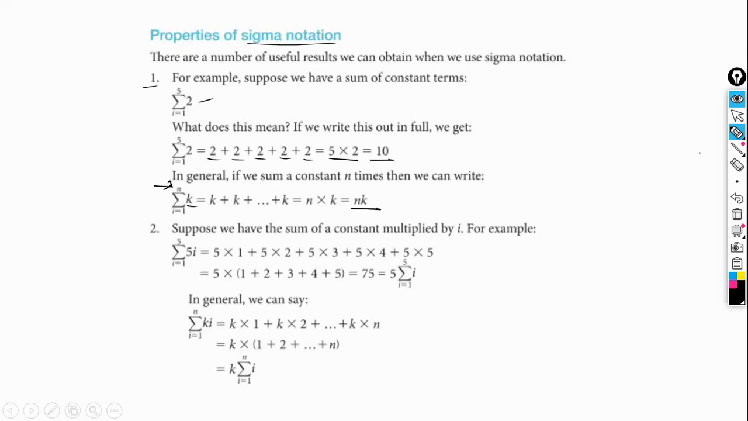Now suppose we have, for number 2, the sum of a constant multiplied by i, for example, from 1 to 5 of 5i. So that would be 5 times 1 plus 5 times 2 plus 5 times 3 plus 5 times 4 plus 5 times 5. But we can rewrite that as 5 times (1 plus 2 plus 3 plus 4 plus 5), if we factor out the 5, which is 75. But that is the same as saying 5 times sigma from 1 to 5 of i. So in general, we can say that if we have a constant multiplying i, it's the same as the constant times the sum of i, as we can see here.